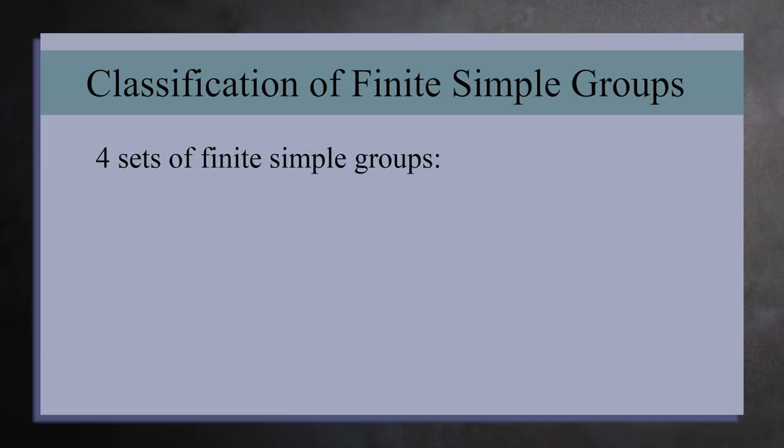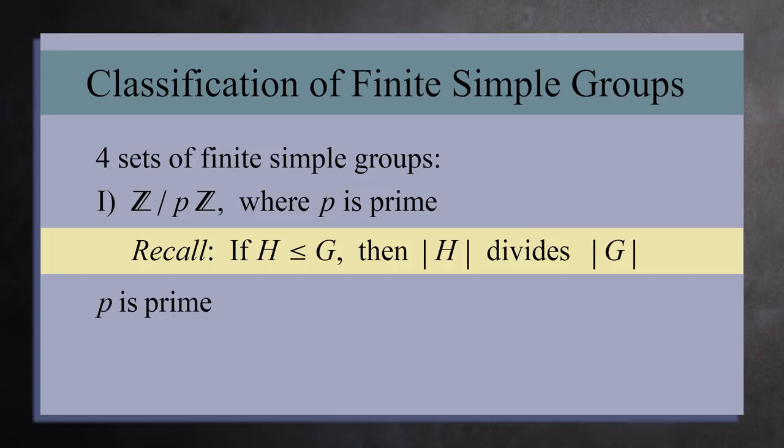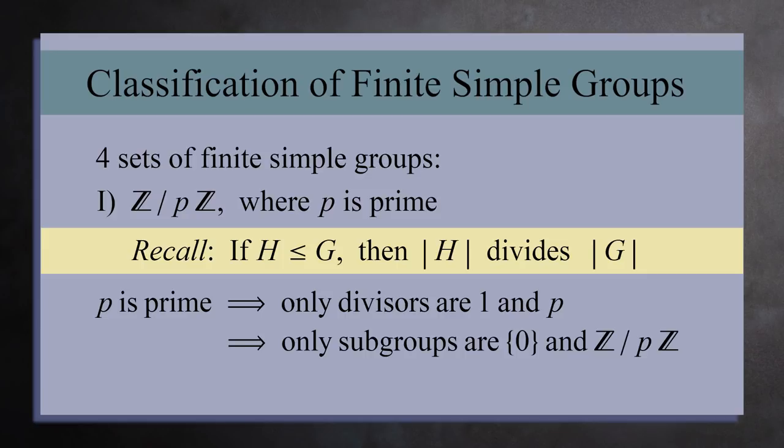The result says that there are 4 sets of finite simple groups. The first set consists of the integers mod p, where p is a prime number. Recall that if a finite group G has a subgroup H, then the order of H divides the order of G. The integers mod p have order p, and because p is prime, it has only two divisors, 1 and p. This means the only two subgroups are the trivial group and the entire group. Since there are no other subgroups, the integers mod p are simple groups.